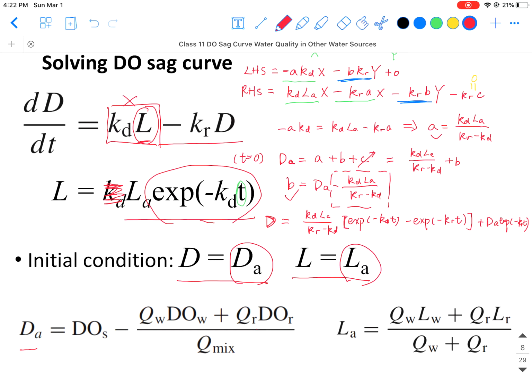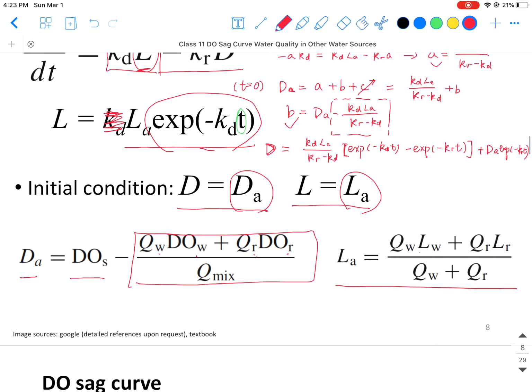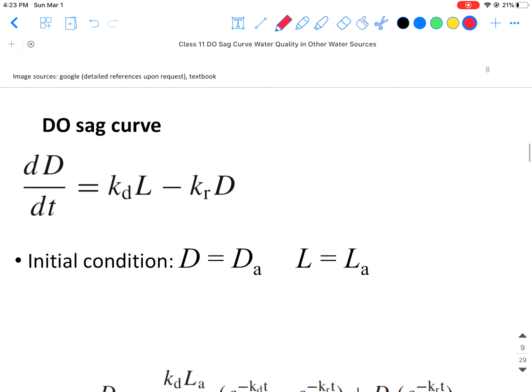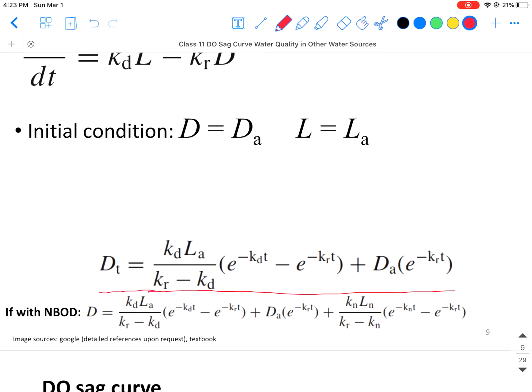So because of that, dA can be calculated as the saturated dissolved oxygen concentration minus the mixture of the dissolved oxygen concentration. You can see that it can be separated into the wastewater and the river water, divided by the total flow rate. And in terms of organics concentration, we can use the same equation to calculate that, by separating into the wastewater and the river water and dividing by the total flow rate coming from these two streams.